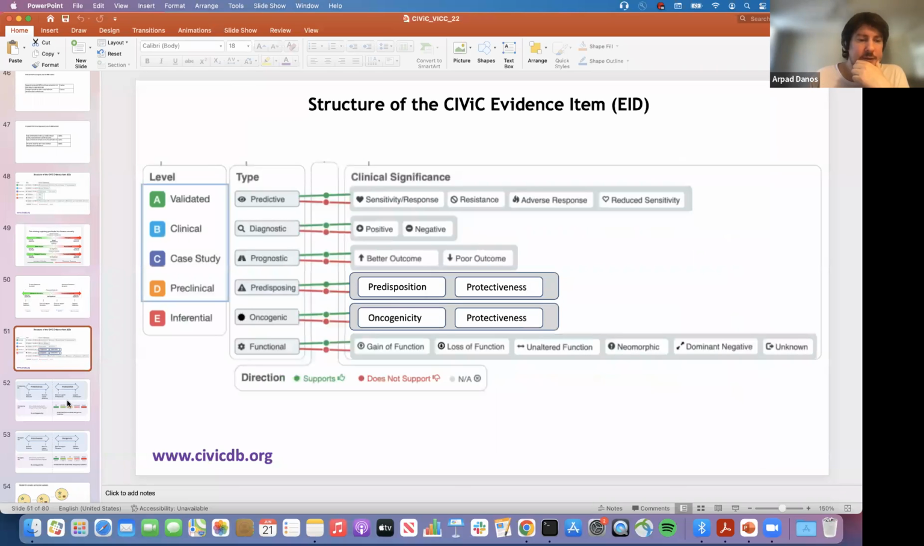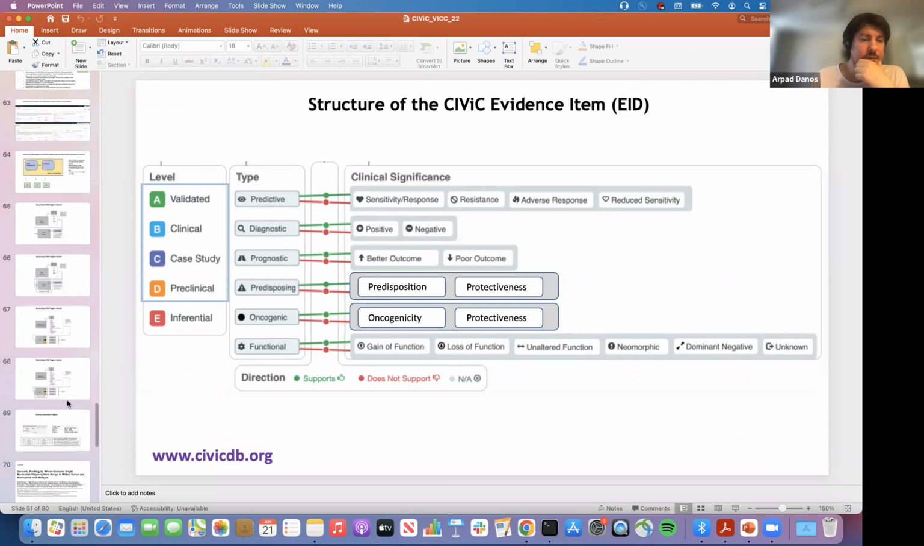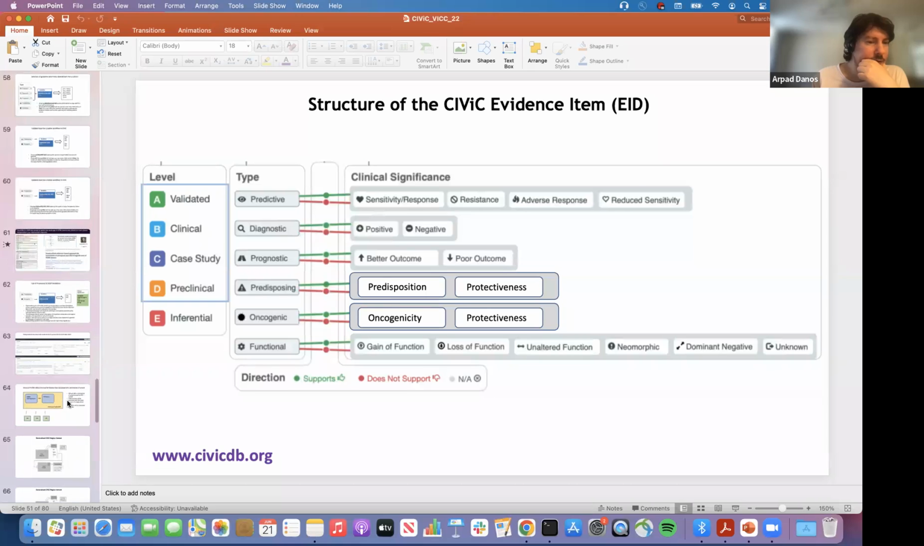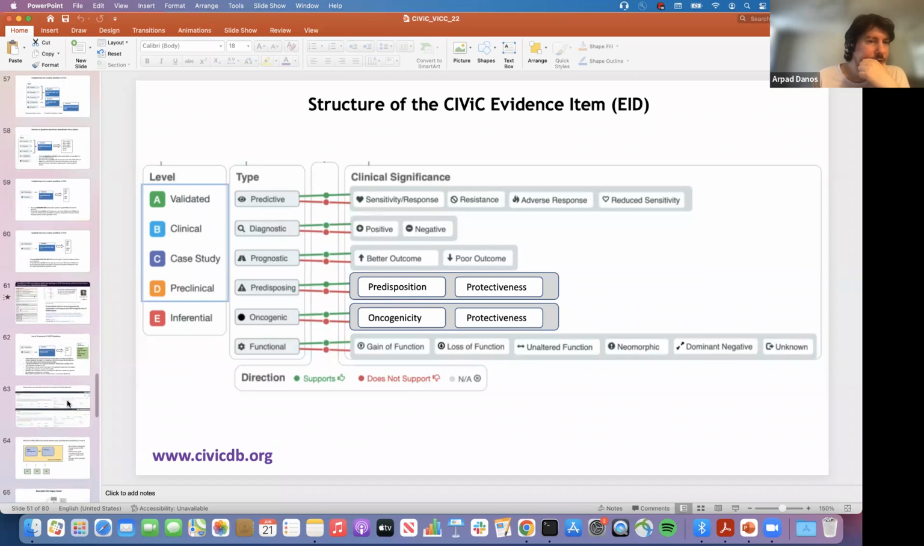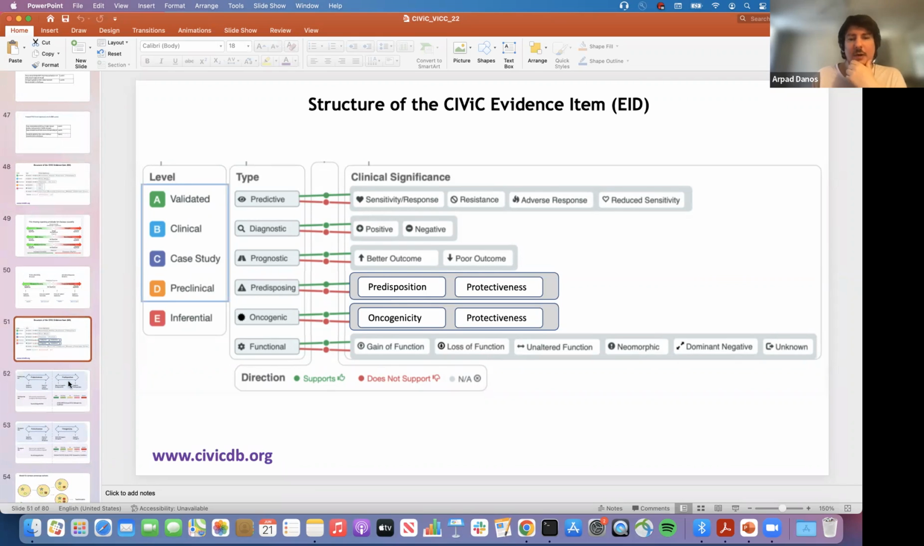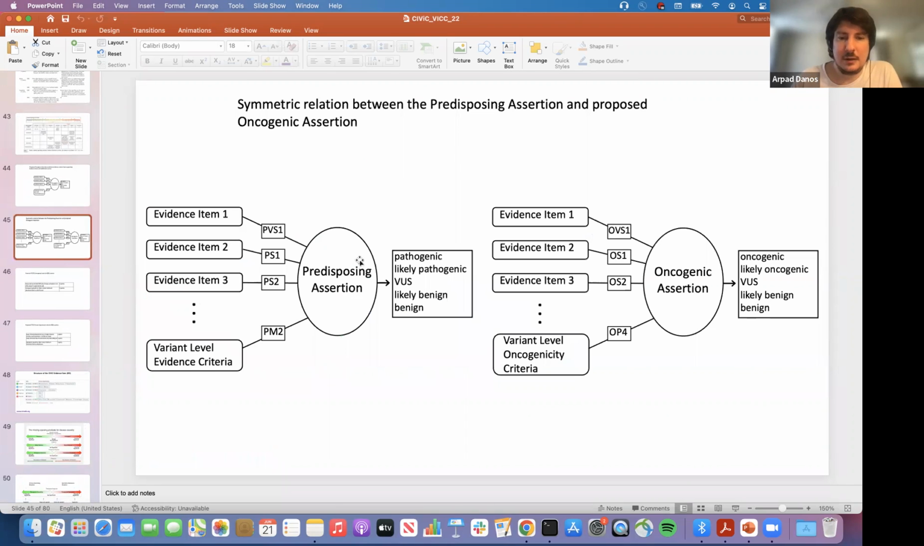Right, and then I think I have an assertion slide way down here somewhere, which I want to go to just to be clear. Or did that not get added? Oh, I think I forgot to add that one. Note though that for assertions, our annotations are set in stone. For the predisposing assertion, we have pathogenic, likely pathogenic, VUS, likely benign, and benign.